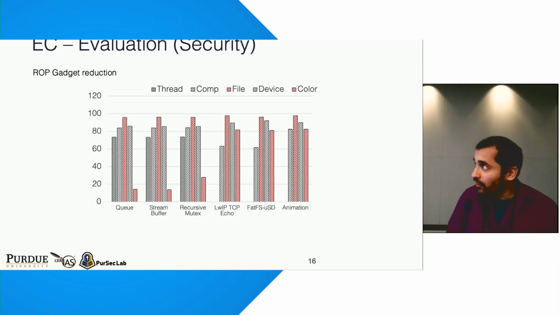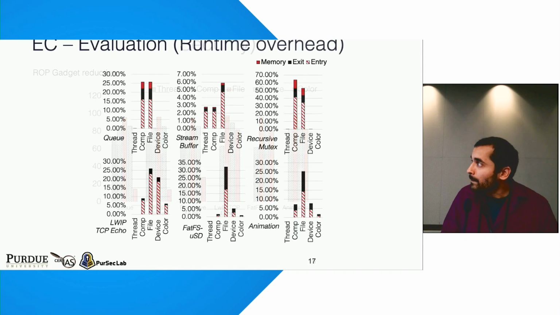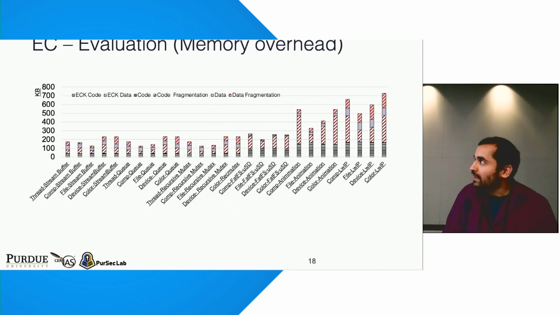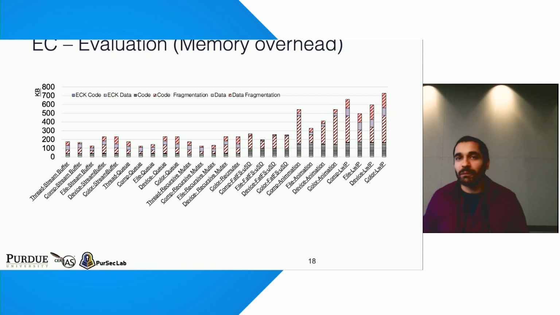As you can see, if you have a finer grain policy, you have more ROP gadget reduction. But if you have finer grained isolation, you have higher overhead. Again, here you can see different applications and different policies. Based on the policy, you might get as high as 60% overhead, or if you play your cards right, you might get really low overhead. In some cases, you only get 0.2 something percent overhead. Oh, memory overhead. Memory overhead is kind of tricky with the memory protection unit.